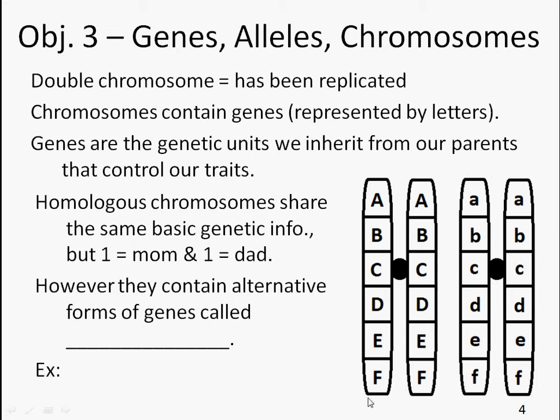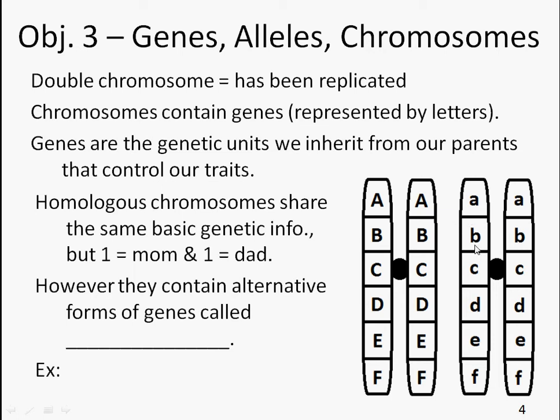Okay, for instance, if this homologous chromosome on the left was from mom, and this homologous chromosome on the right was from dad, you can see how the genes differ slightly. In other words, maybe mom has dark hair and dad has light hair. Same letter A, but just lowercase and uppercase difference, showing the difference in the hair color. Same thing for B. We could say B is for eye color, dark eyes or brown eyes being capital B, and blue eyes being lowercase b.